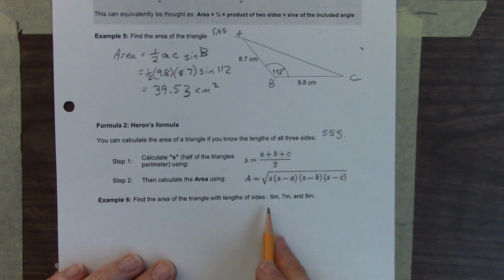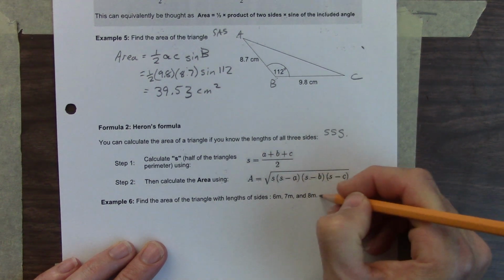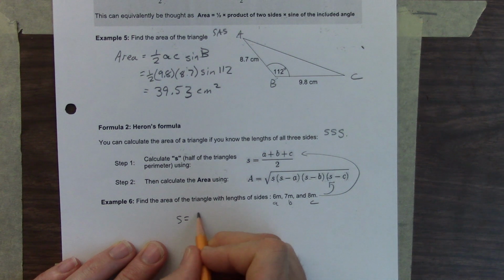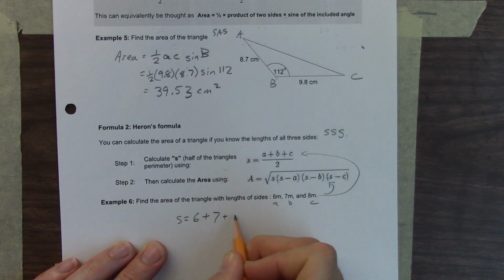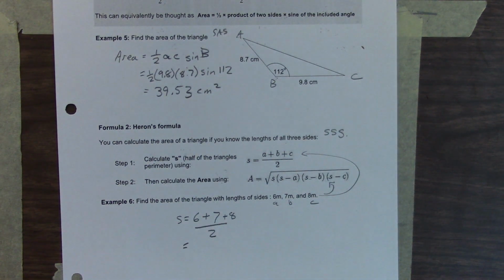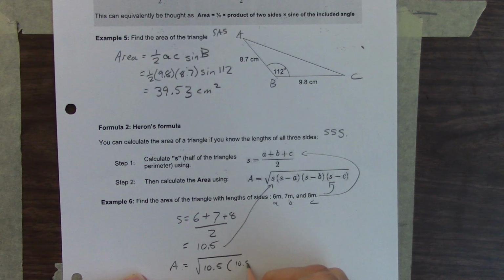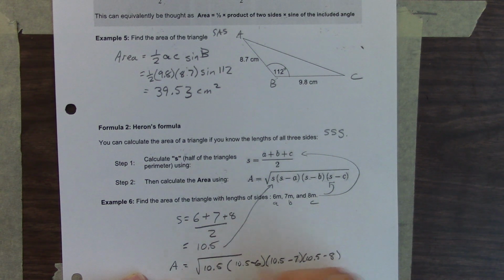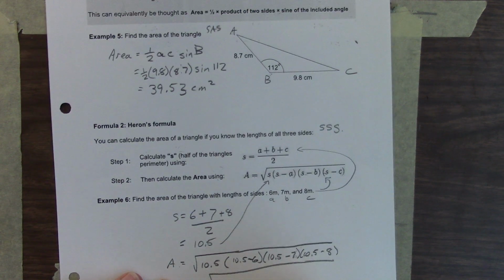Okay, find the area of a triangle with the side lengths 6, 7, and 8. You're just going to plug this into both formulas. We'll say this is A, this is B, and this is C. Half our perimeter is going to be equal to 6 plus 7 plus 8 divided by 2. We get 10.5. And now our area, we're going to plug this in here, is going to be equal to the square root of 10.5 times 10.5 minus 6, times 10.5 minus 7, times 10.5 minus 8.